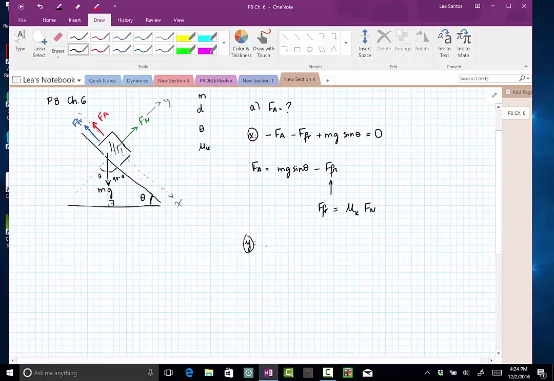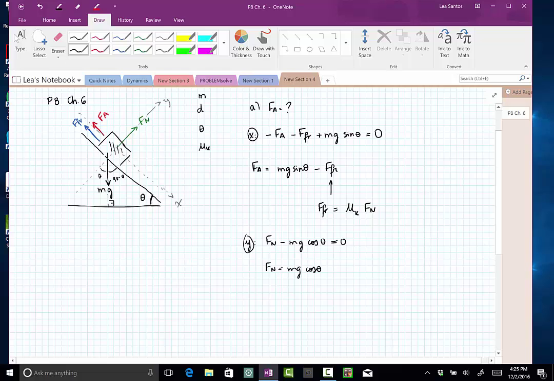What we have in the y direction, we do have the normal force that we are after. And we also have a component of the weight. And the component is minus mg cosine of theta. So from this equation here, this is equal to 0. There is no movement in the y direction, right? From this equation, we know that Fn is equal to mg cosine of theta.